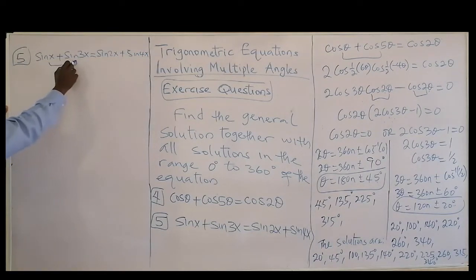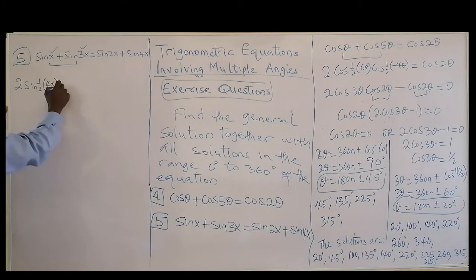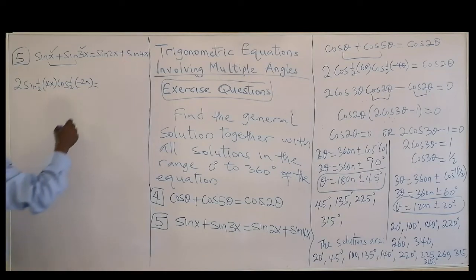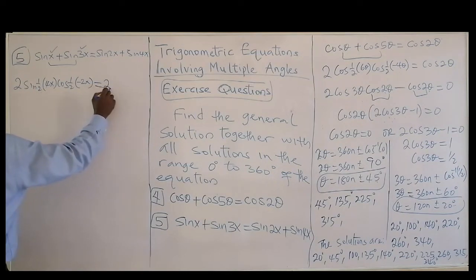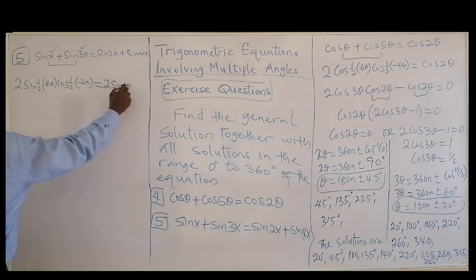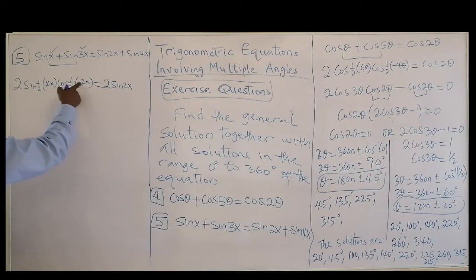Let's combine this one together, which will be equal to 2 sine half into brackets this angle plus this angle, that's 4x, then cos half into brackets this one minus this one, that's minus 2x. Let's do likewise for the right hand side, which will be 2 sine 2x. And then this will cancel: half times 2, that's 1.